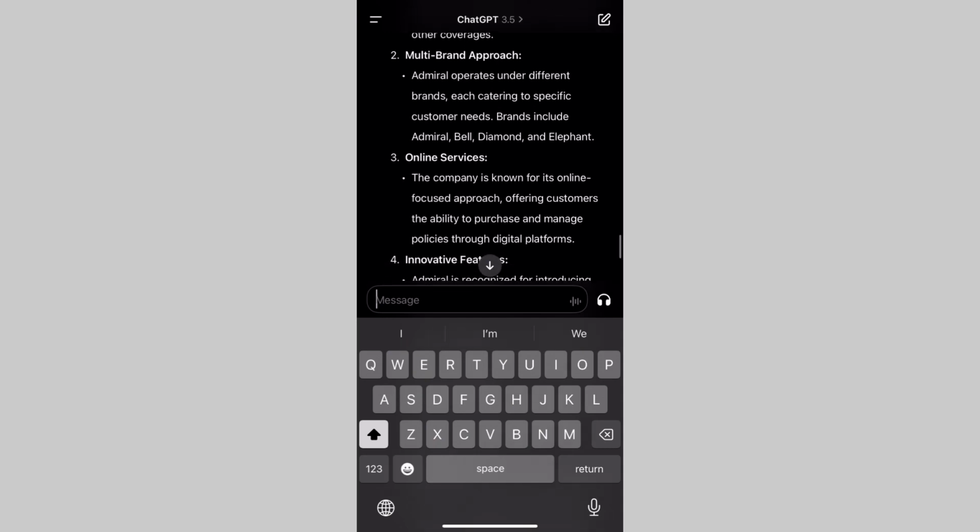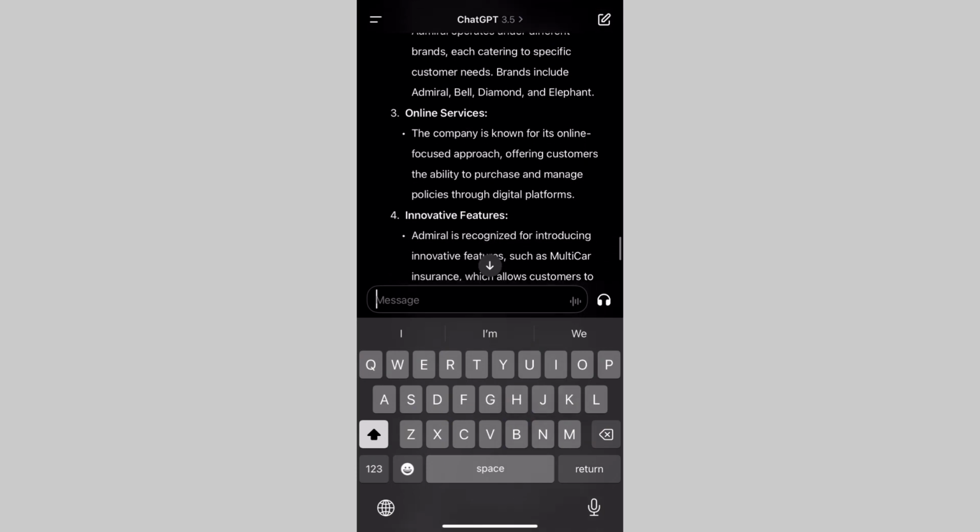Number three, online service. The company is known for the online focus approach, offering customers the ability to purchase and manage policies through digital platform.